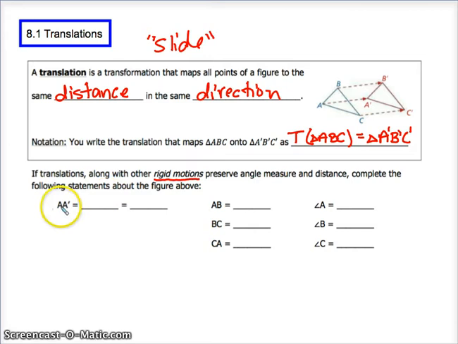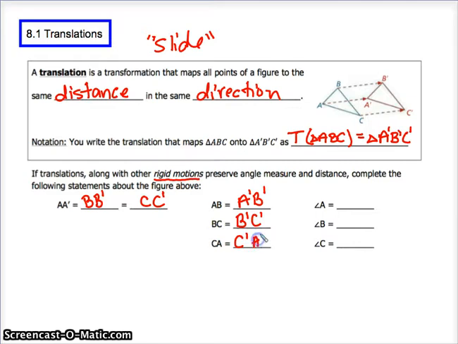So remember, if I just have 2 points right next to each other, that refers to the distance between them. So the distance from A to A prime has to be the same as the distance from B to B prime and the distance from C to C prime. Remember that each point was moved the exact same distance. If that holds true, then the distance from A to B must be the same as the distance from A prime to B prime. B to C is the same distance as B prime to C prime, and so on here.